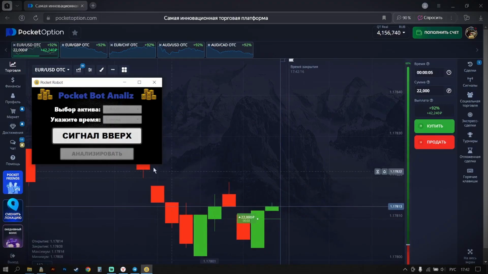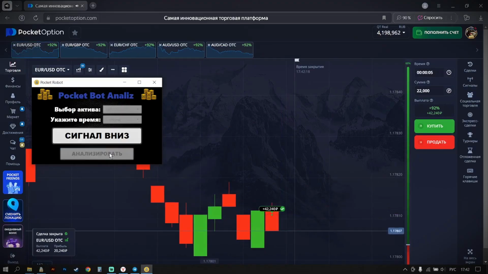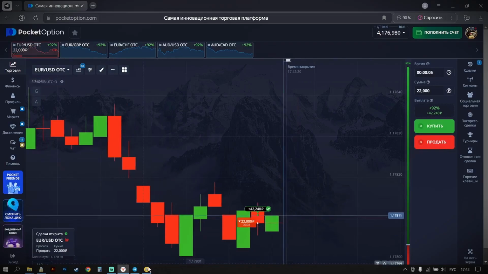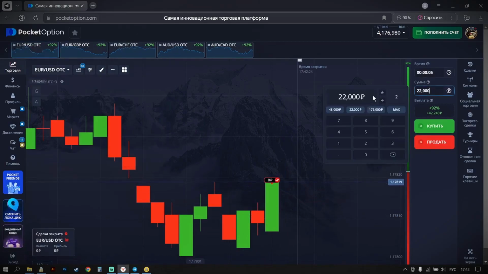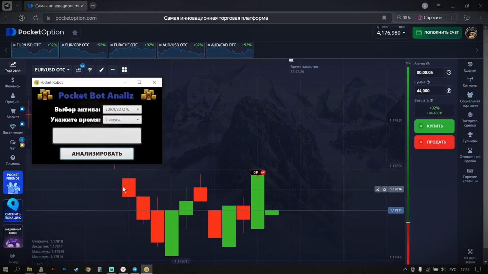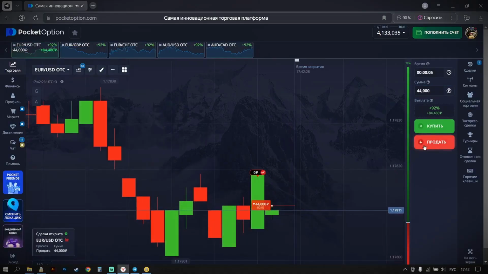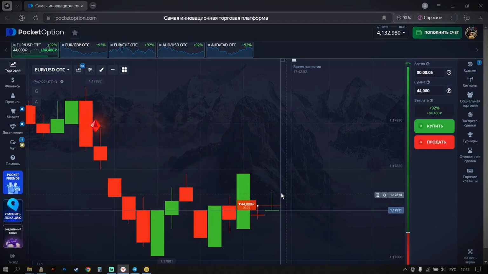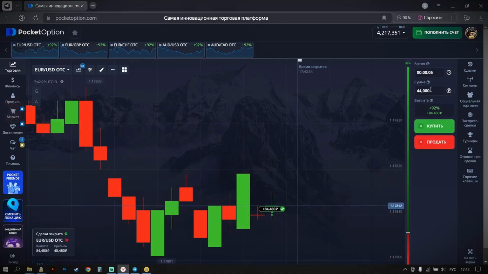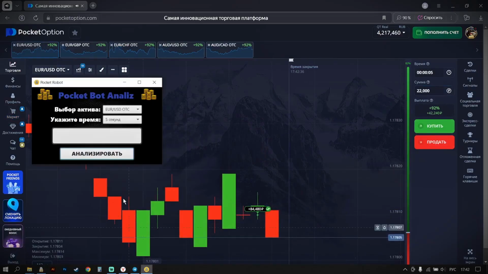A deal for 22,000 rubles ideally will close confidently in profit. Yes, the next deal is open for a decrease for 22,000, awaiting the result of this deal. It's closing in loss. High volatility on the asset, but I will continue trading on this asset. I will no longer jump between different currency pairs. Alright, excellent. Our hedge closes in profit. The next trade is to decrease.